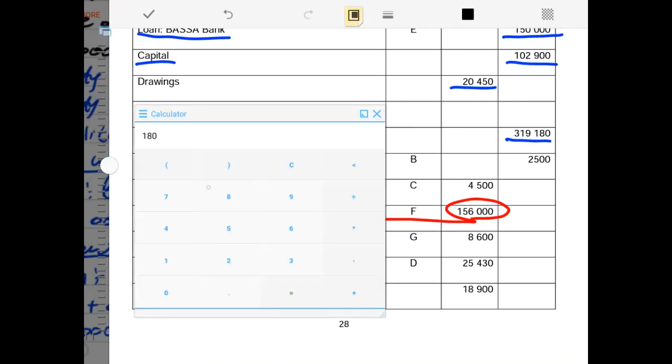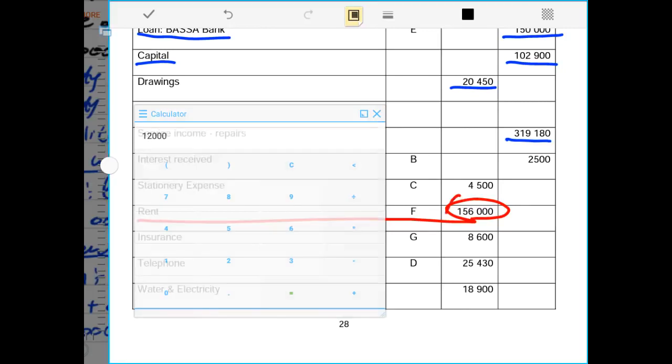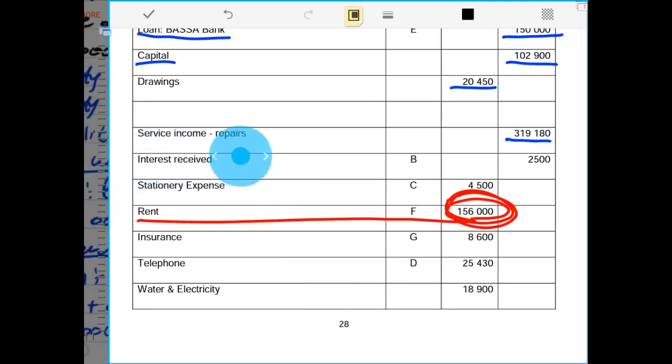So now we said that 156,000 rands must be divided by 13. After we divide this by 13, it will give us rent per month, which is 12,000, because this 156,000 rands is the rent for 13 months. So now we need to know how much the rent per month is, which is 12,000 rands. So 12,000 rands is the one that will be recorded as prepaid expense.